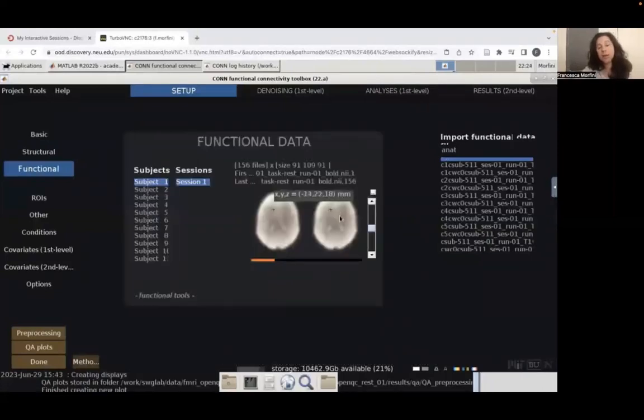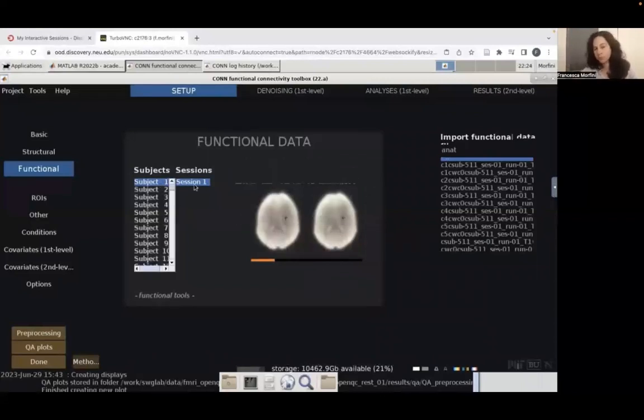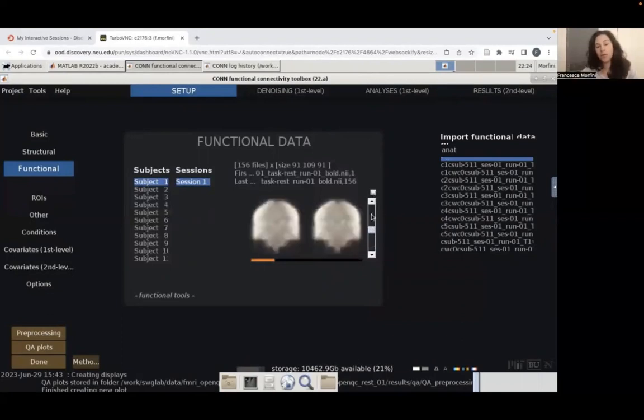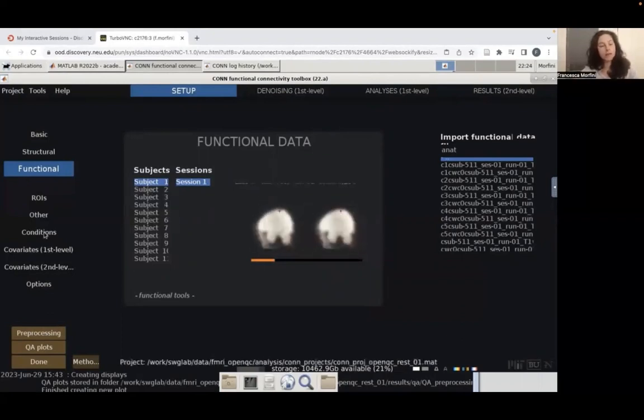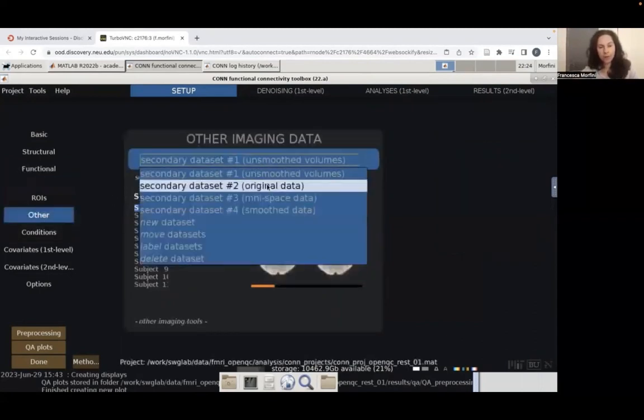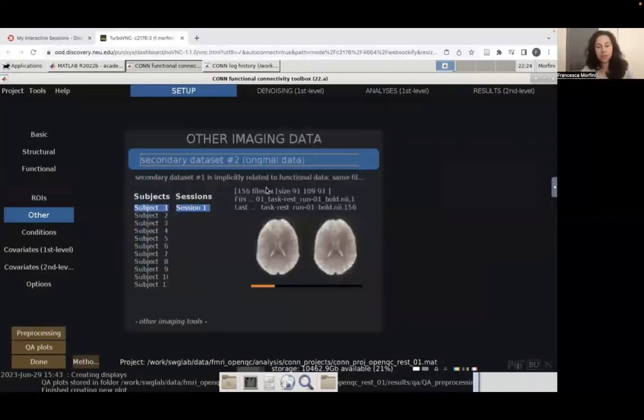Again, here it is smoothed because preprocessing has already been applied, but this visualization tool shows the first and the last volume, or TR, acquired for this run for the first subject, and again gives the possibility to scroll through different planes. At this level, if we were looking at the raw functional data, we would look at the original data.